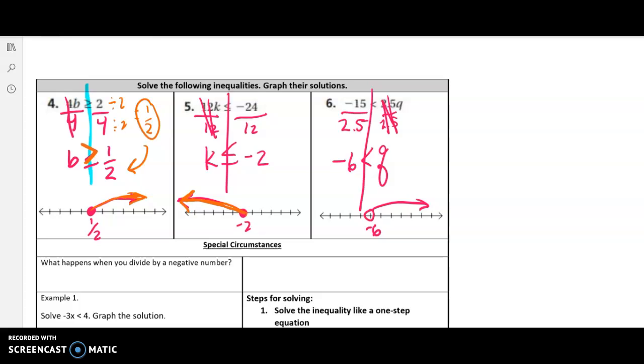I'm going to divide by 2.5 on both sides on number 6. And that actually gives me -6. So -6 is less than Q. And so because Q is on the right side, my inequality needs to go the opposite direction. So it has to go everything above -6. -6 has to be the smallest number that I'm allowed to have.